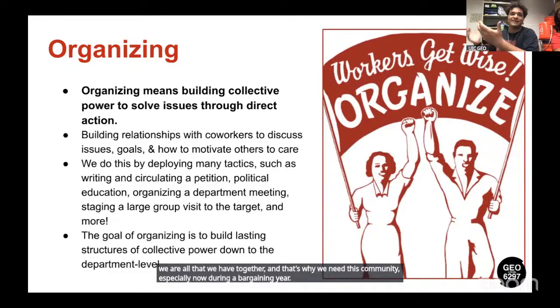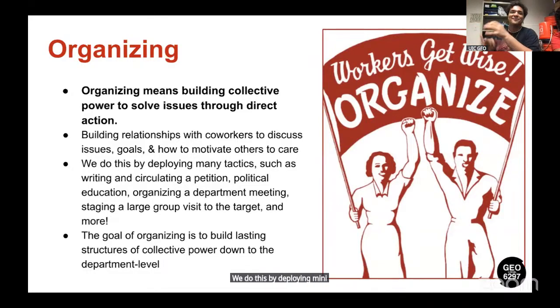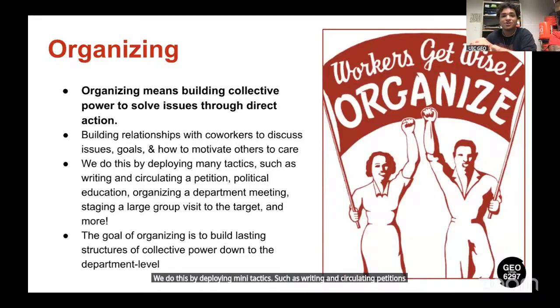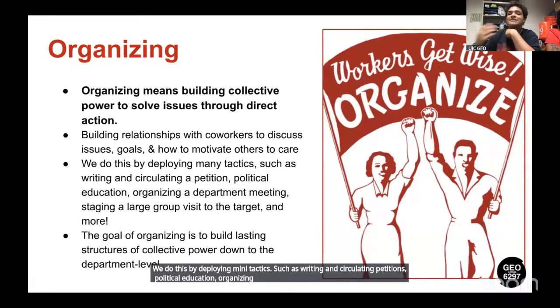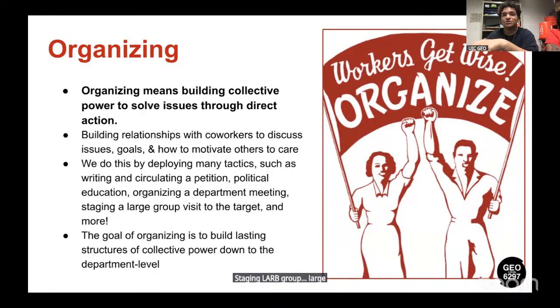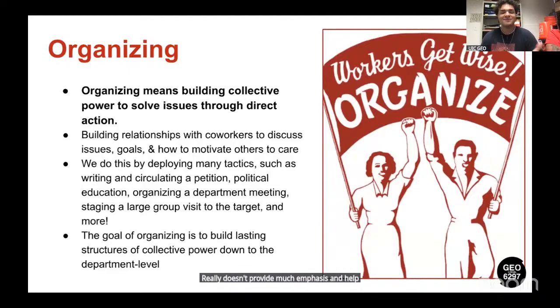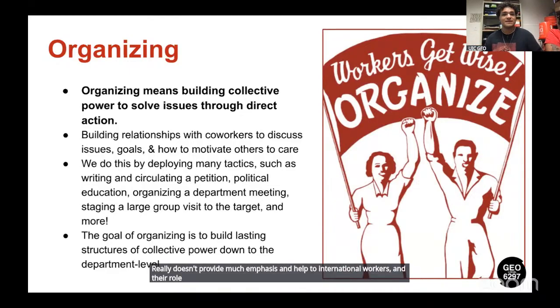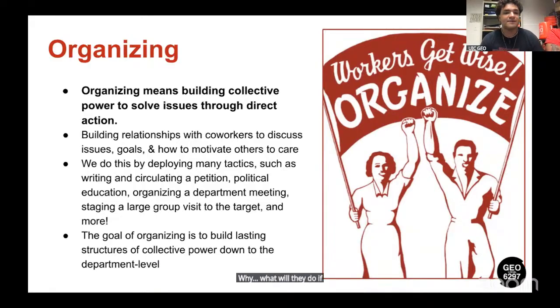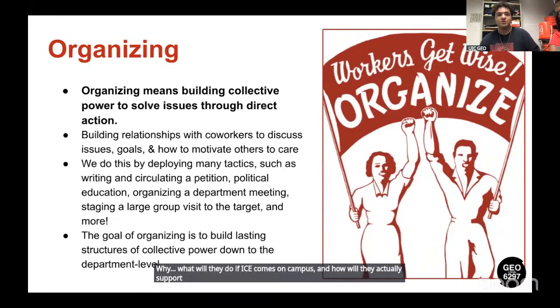We do this by deploying many tactics, such as writing and circulating petitions, political education, organizing department meetings, staging large group visits to sort of target actions, and then also more. So, for example, the Office of International Services really doesn't provide much emphasis and help to international workers, and their role was very ambiguous to us from the union. We staged a walk-in to their office, asking them questions of what will they do if ICE comes on campus, and how will they actually support international workers? And we were able to get some further actions from that.